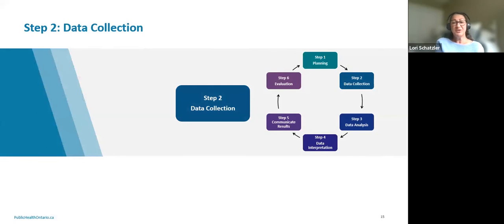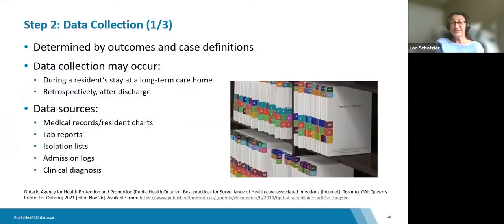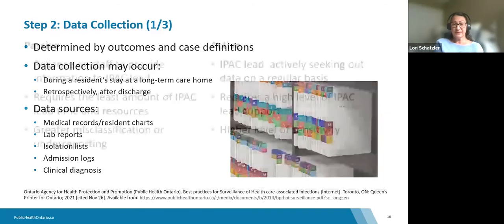So once you've set up your planning, you want to start collecting your information. And this can be determined by doing a couple of things. You have your case definitions, you're looking at the outcomes you want to achieve, and you may have to collect information on residents during their stay or perhaps retrospectively after discharge. And there are a variety of sources to do that right on the units, in your computer databases for your lab reports, line lists, admission logs, and your diagnoses.